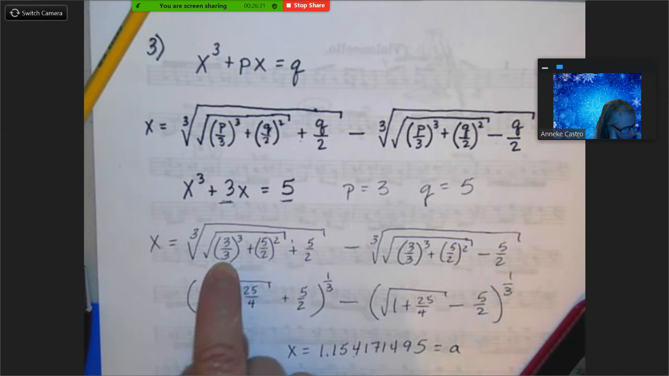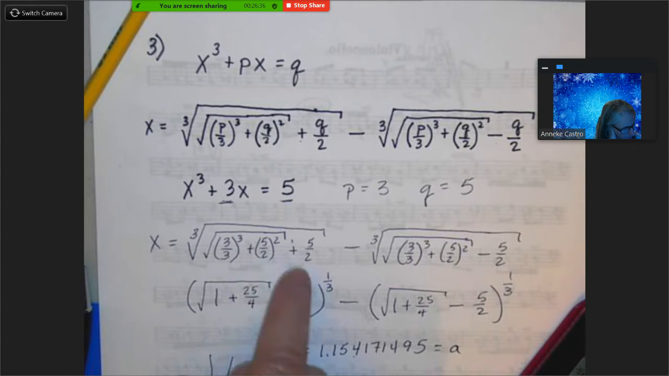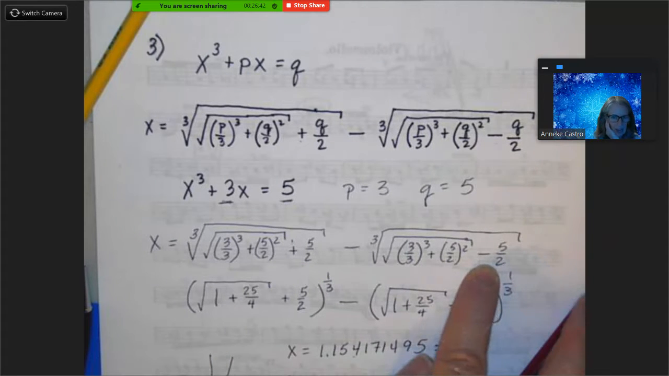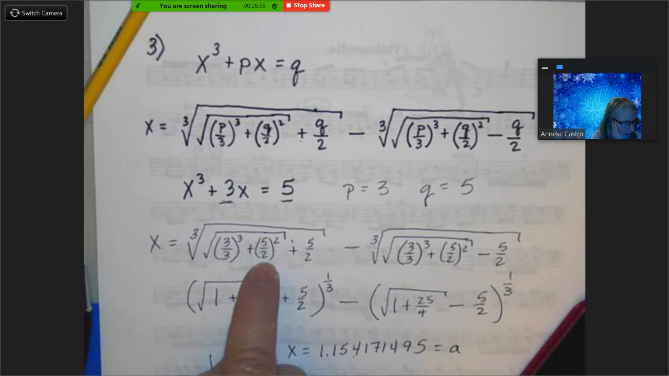So I got 3 over 3 cubed plus 5 over 2 squared plus 5 halves. And then same thing over here. The only difference is that this is minus 5 halves. Now I noticed these nicely simplified a little bit. So before I started putting it into my calculator, I went ahead and did some simplifying. So 3 over 3 is 1. 1 cubed is still just 1. 5 halves squared, well, that's 5 halves times 5 halves, which is 25 fourths. And then I kept that.